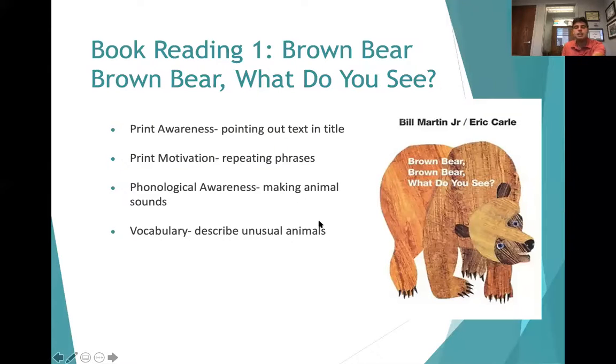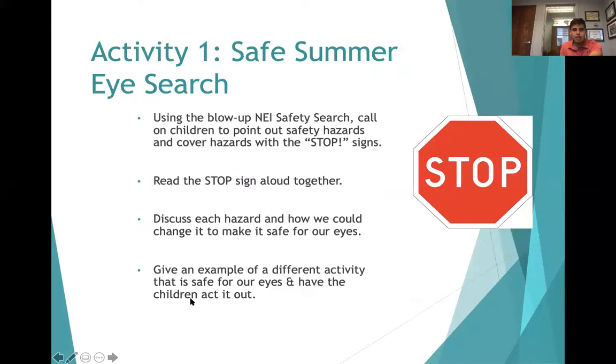Perfect. All right. So the first activity is the Safe Summer Eye Search. So using the blow up NEI safety search, call on children to point out safety hazards and cover hazards with the stop signs. So read the stop sign aloud together. Discuss each hazard and how you could change it to make it safe for our eyes. And then you'll be giving an example of a different activity that is safe for our eyes. So instead of doing this, what about we do that instead, because it's safer for our eyes. I think those bullet points will make a lot more sense once you see this.